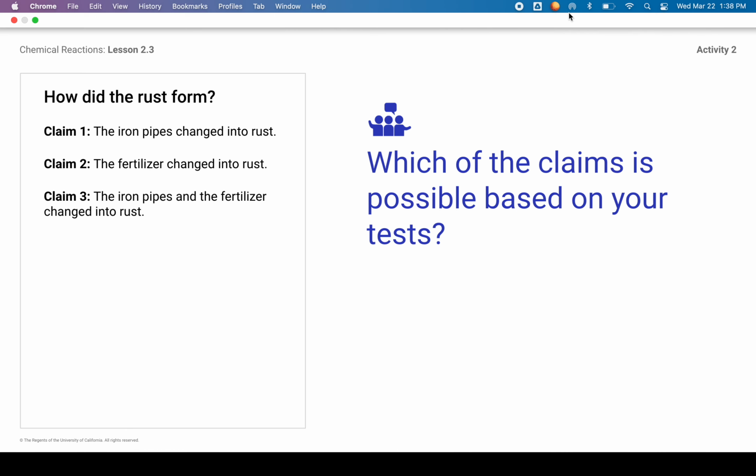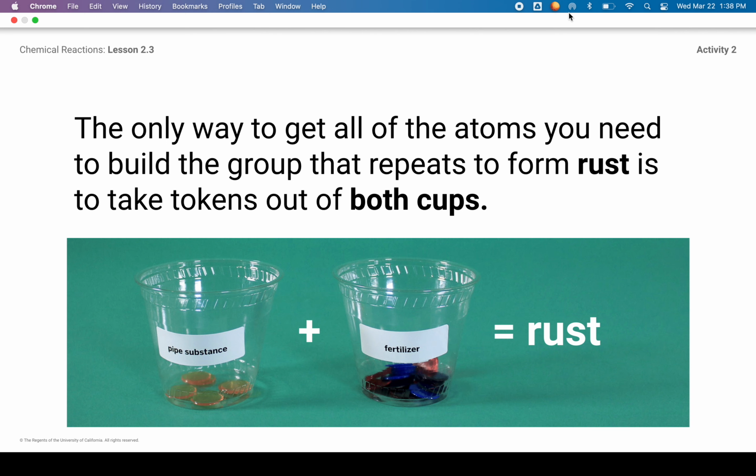So when we look at all 3 claims, the only possible claim that it could be would be, of course, claim number 3, that the iron pipes and the fertilizer changed into rust. And so the way that we would say that as a chemical reaction would be iron plus sodium nitrate yields iron oxide or rust. So the only way to get all of those atoms you need to build the group that repeats to form rust is to take tokens out of both cups.